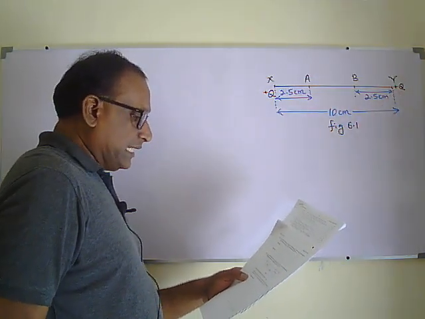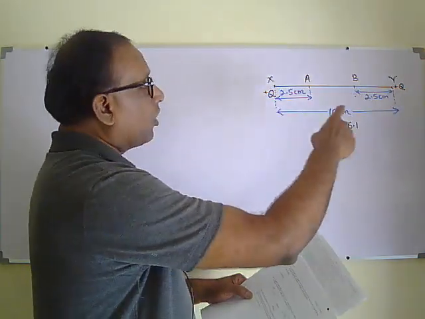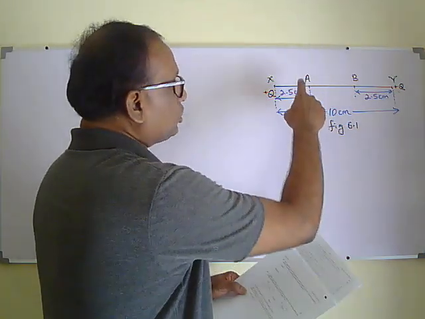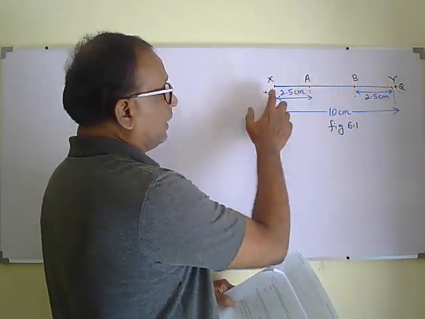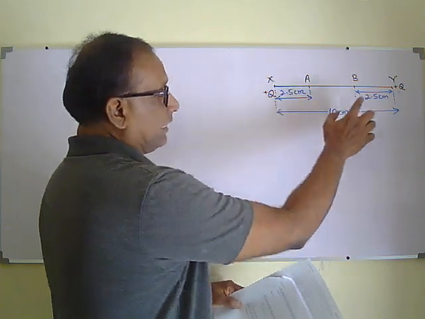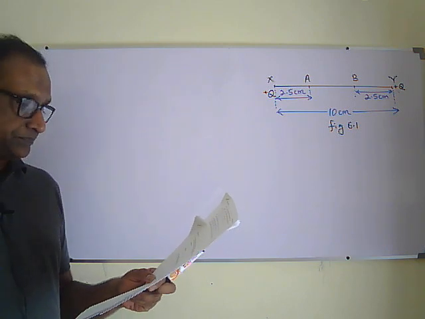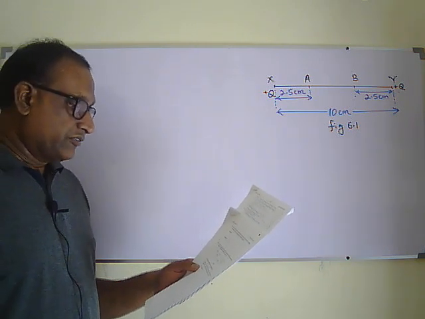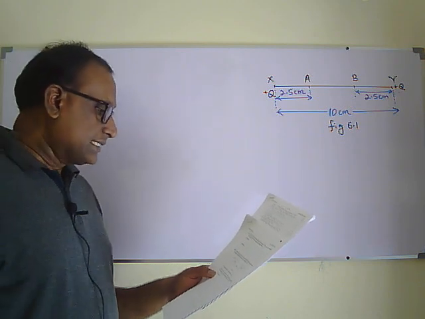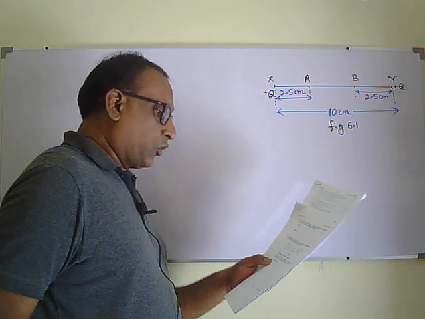Points A and B are on the line XY. So you can say line XY is drawn. On that line XY, there are 2 points A and B, and their distances are given. From X, A is 2.5 centimeter. From Y, B is at a distance of 2.5 centimeter. So point A is at a distance of 2.5 centimeter from X, and point B is at a distance of 2.5 centimeter from Y.